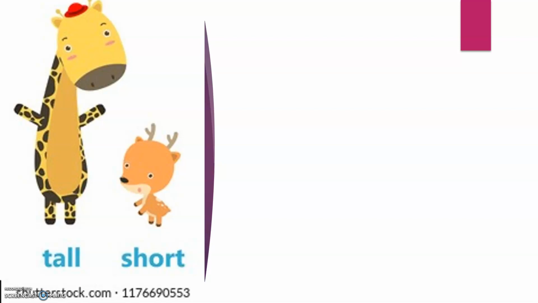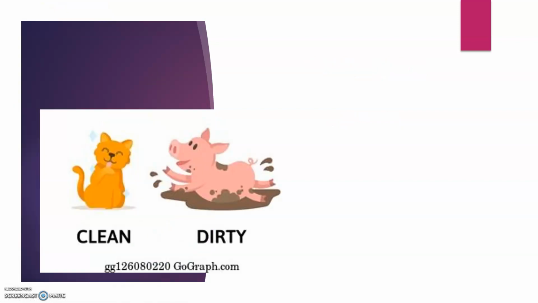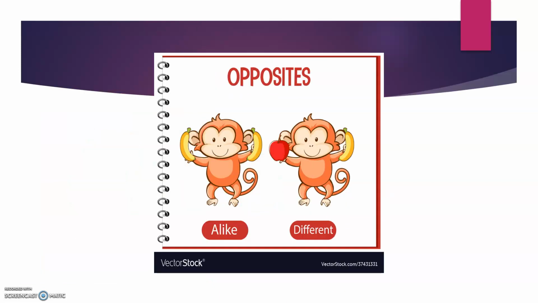They are different animals. One is tall and one is short, so these are definitely opposites. Here is a cat, and the cat is cleaning itself. However, there's this pig and he's rolling around in the mud, so he's dirty. These are definitely opposite.